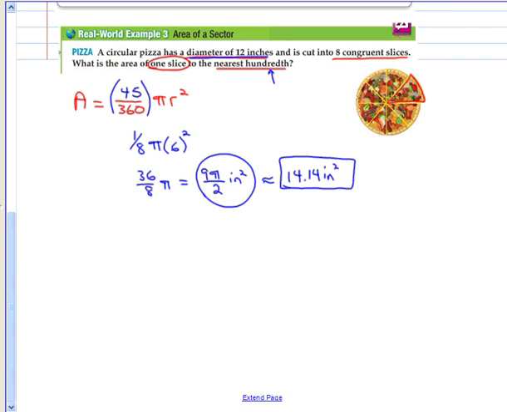Which part is your questioning? The last one down here? I took 6 squared, 36 times 1/8, so there's 36 over 8. So 4 goes into 36 9 times, 4 goes into 8 twice. Exactly right. That's how we got 9 pi. Remember, something by itself is in the numerator. It's in the top of the fraction. 9 pi over 2.